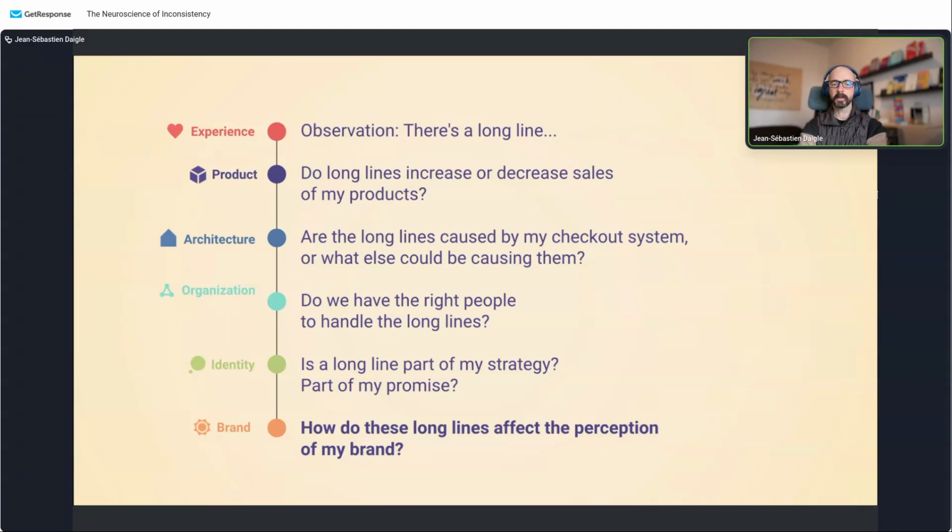Is it part of actually my identity? Is it part of my strategy? Because like I mentioned, a long line means it's popular. That might be an edge that we have there. And we have to ask ourselves, how do these lines affect the brand perception there?